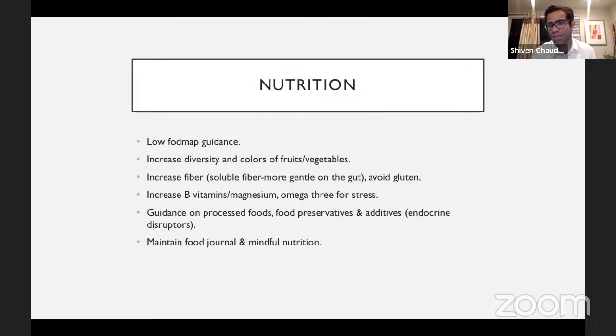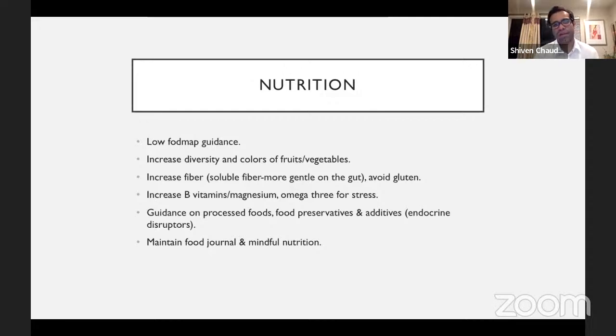Now, what are the side effects of this? Well, it actually depletes your B vitamins. It actually depletes your magnesium. Now, these are all things that are required for a healthy brain and stress and whatnot. So these are things that we really need to be mindful of. Guidance on processed foods, kind of touched on this already.